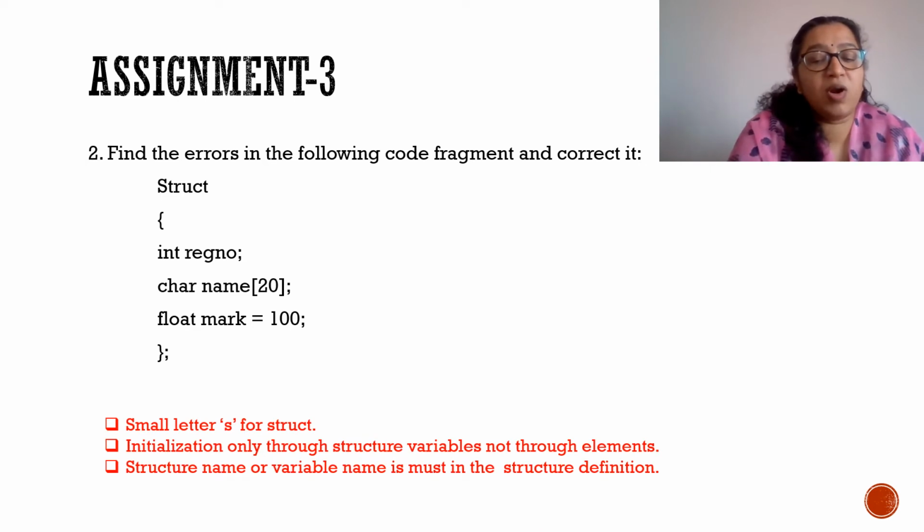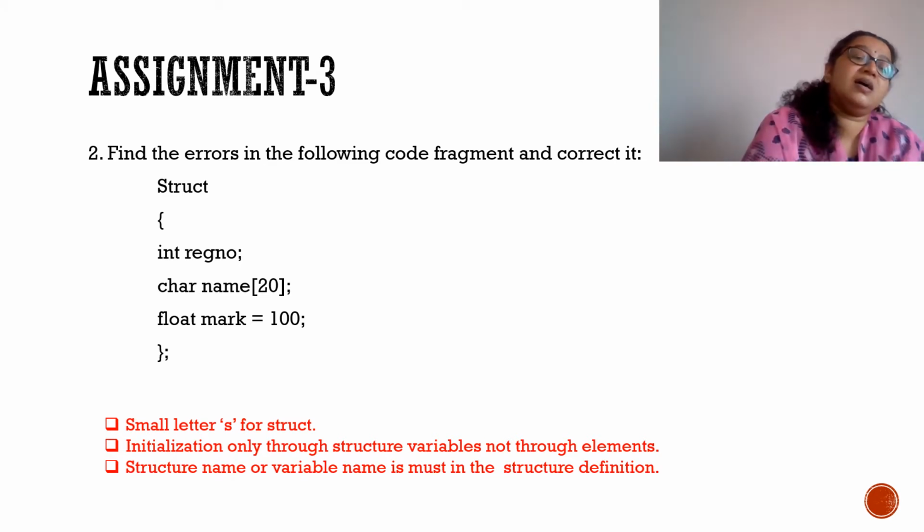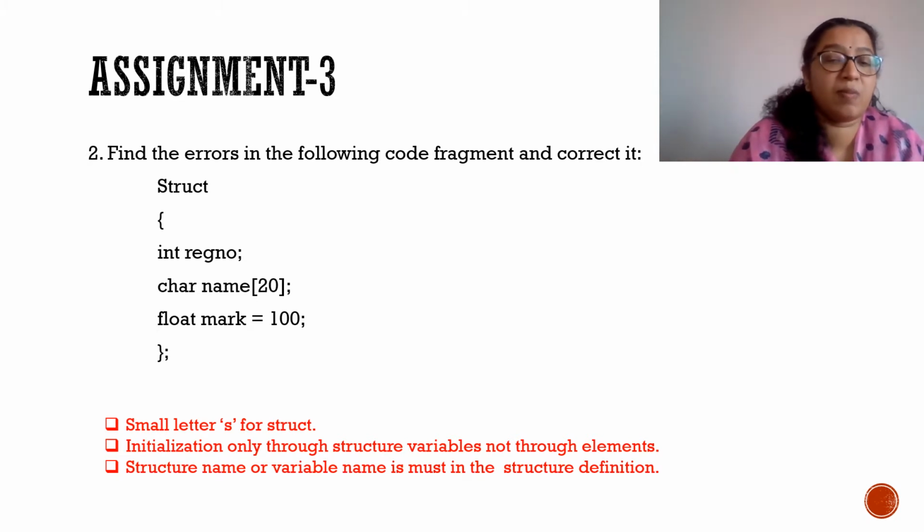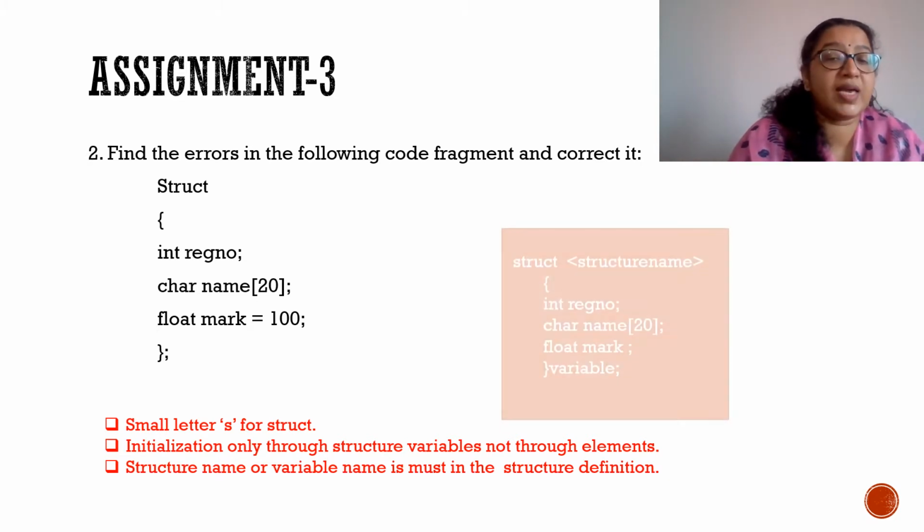See, small letter s for struct, that is the first point. Then initialization only through the structure variable, not through elements. And the third point is structure name or variable name is a must in the structure definition. Understood? So these are the points we want to remember. Okay, so how can we correct it?